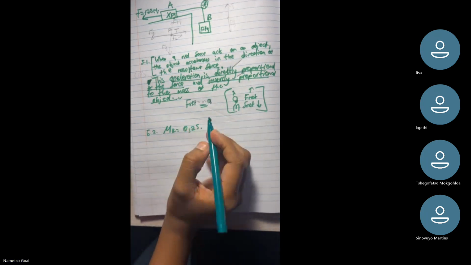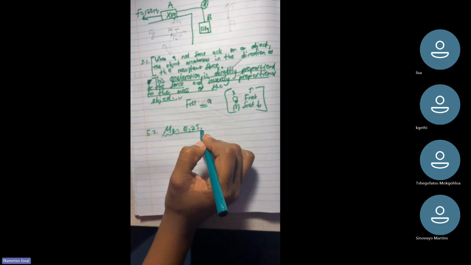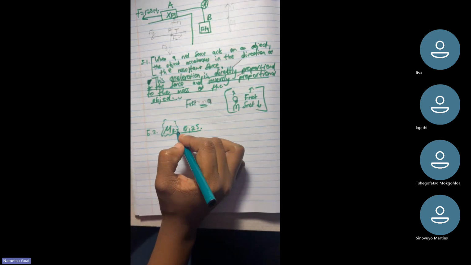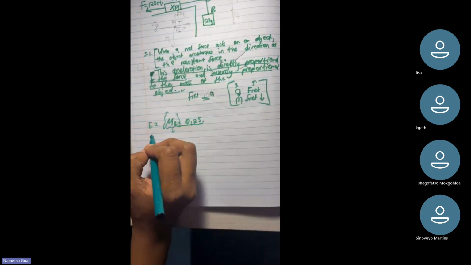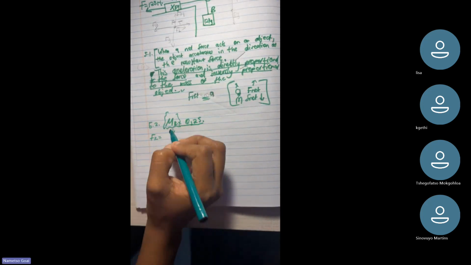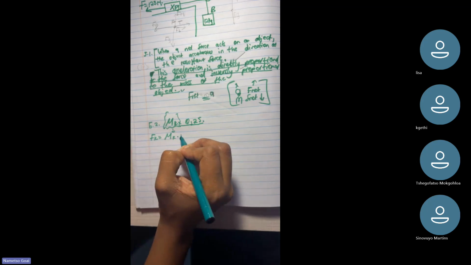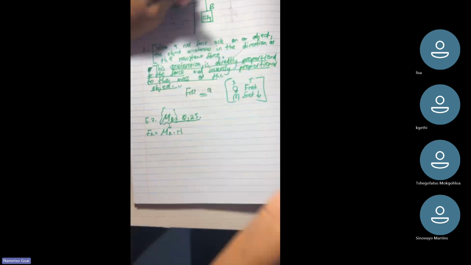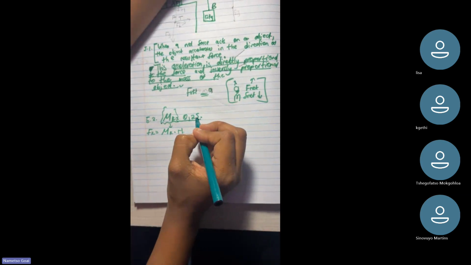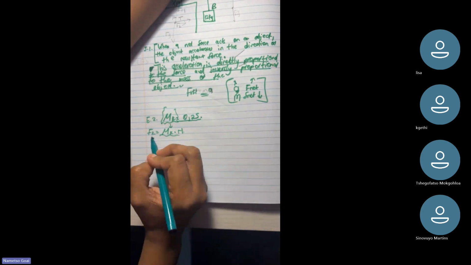Remember, if we're given mu k, where do we normally see this? We normally see this in the equation of friction. If we're trying to calculate friction, we can just go Fk equals mu k multiplied by the normal, right? Are you guys with me? I'm trying to show you where the coefficient normally goes. It normally goes here when we're trying to calculate the friction, right?